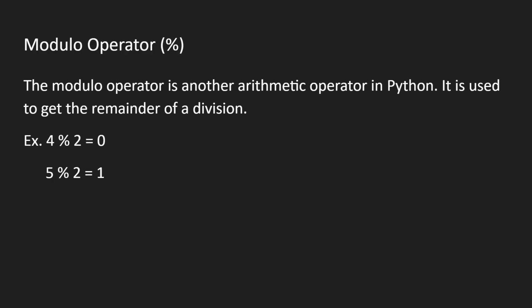The modulo operator is another arithmetic operator which is used to get the remainder of a division. So for example, if we did 4 mod 2, that would return 0 because 2 goes into 4. If we did 5 mod 2, we would get 1 because that's the remainder, and this is used to check if numbers are even or odd.